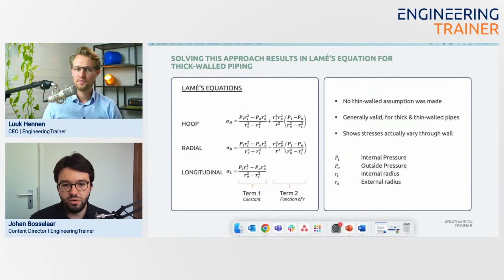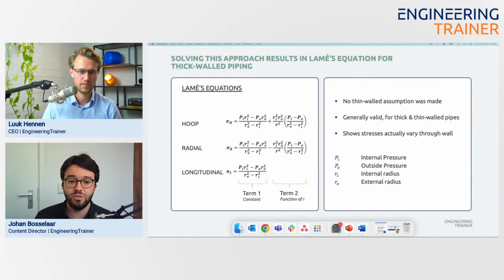If we look at the different components, we have the hoop stress, the radial stress, and the longitudinal stress. Those are the three directions the stress can be in a pipe. When we solve that equation, we get the stresses in these directions, and if we look at the screen, you can see that. That's how we presented it as well.